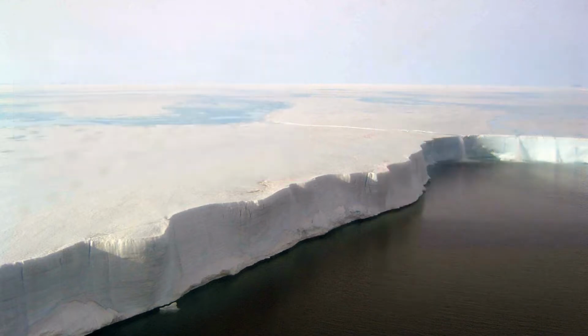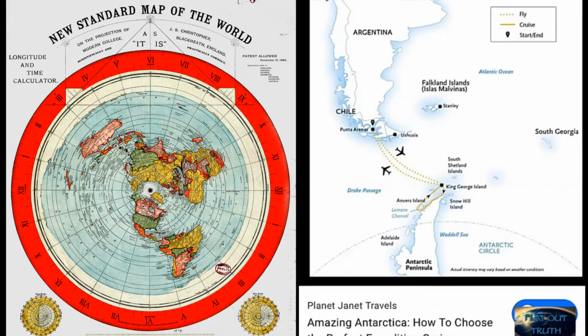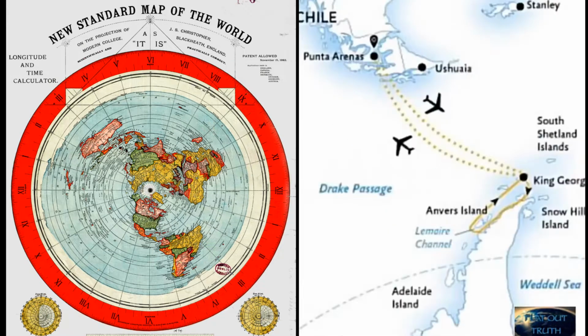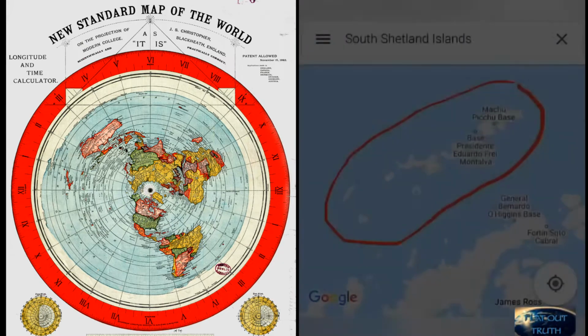Okay, here we have the flight and cruise route for a tour to Antarctica from Planet Janet Travels. Let me zoom in on that a little better where you guys can see it. There we go. Okay, now let's switch over to this map of the route so you can see the names. It leaves out of Cape Horn, goes past the South Shetland Islands along the Antarctic tail and then back up.